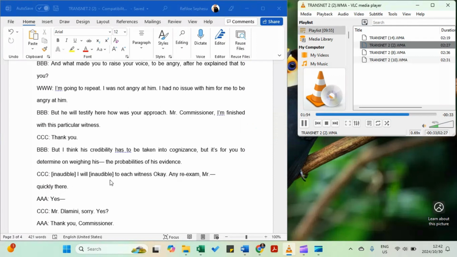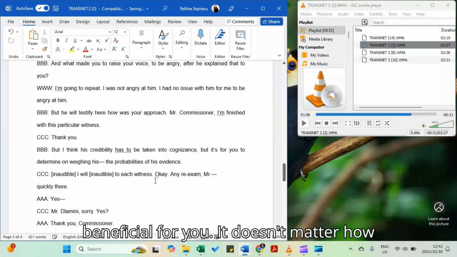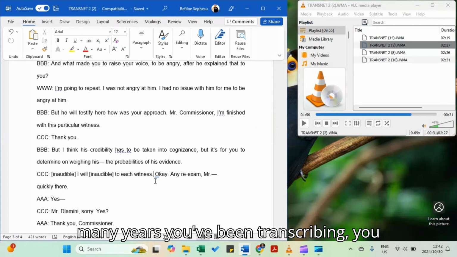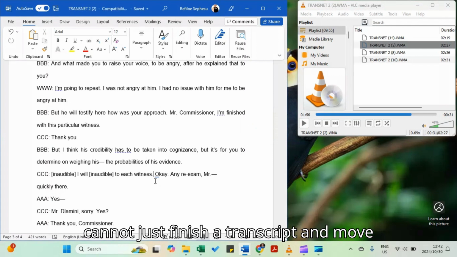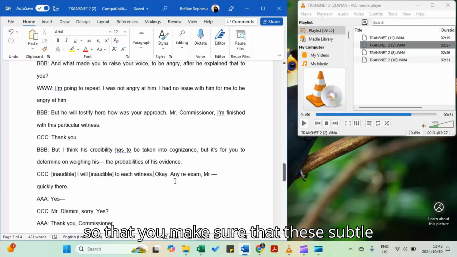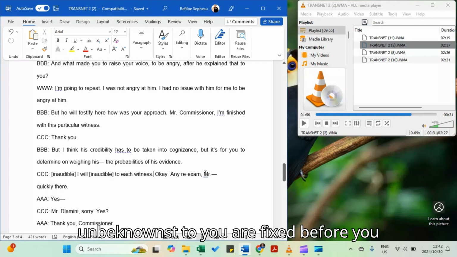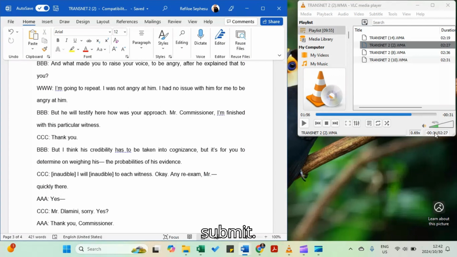Tend to each witness. Okay. Full stop. See? I left out a full stop there. So it is very, very beneficial for you. It doesn't matter how many years you've been transcribing. You cannot just finish a transcript and move on. You need to go back and listen to it so that you make sure that these subtle little errors that sometimes occur unbeknownst to you are fixed before you submit.